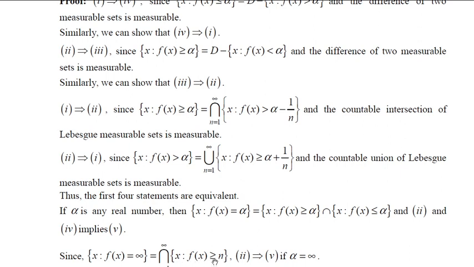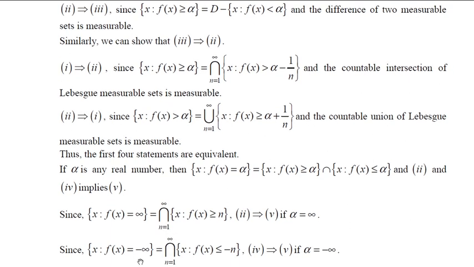Then if you give n equal to 2, all those x for which f of x is greater than or equal to 2. So if you go on and intersect them, obviously this will be the set of all x for which f of x equals infinity. Now you note that in this case your n is nothing but alpha. So the set of all x for which f of x is greater than or equal to alpha is Lebesgue measurable, and the countable intersection of Lebesgue measurable sets is Lebesgue measurable. Therefore, this is measurable if alpha equals infinity. Similarly, for the case of minus infinity, you can show that this is Lebesgue measurable.